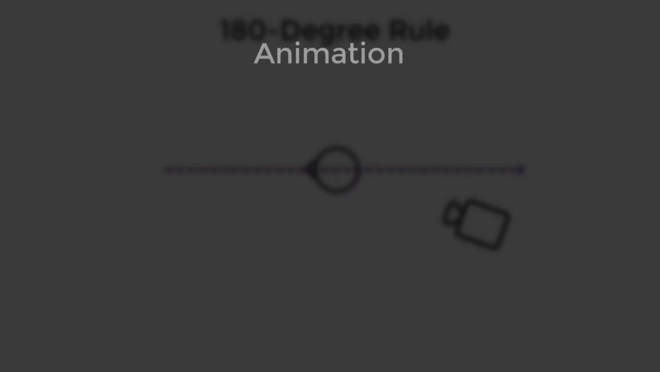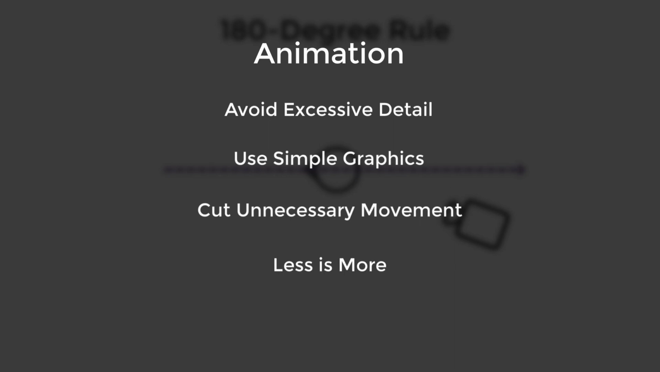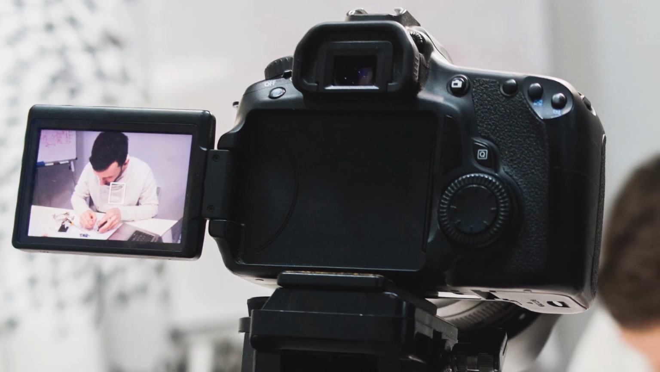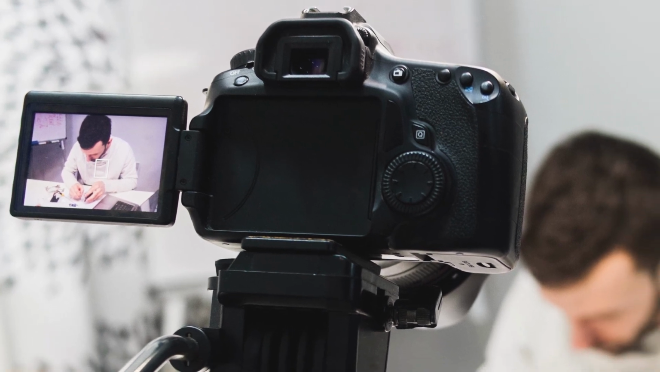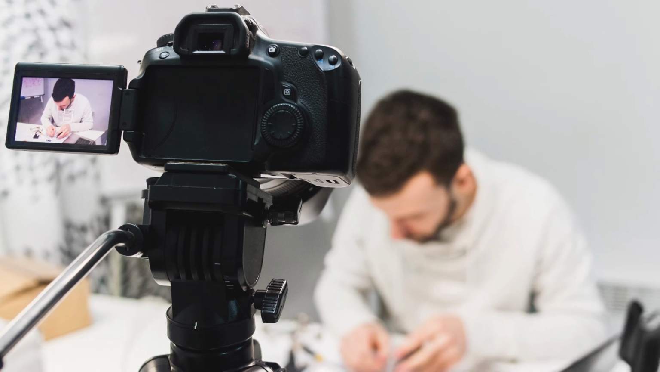Here are a couple things to keep in mind when creating animations for video storytelling. Keep the graphics simple. An overly detailed graphical style can distract the viewer from absorbing key information. Use simplified graphical elements. Cut out unnecessary movement. Overall, when it comes to animation, less is more. Remember, video is a visual medium. Do your best to show your story, not just tell your story.